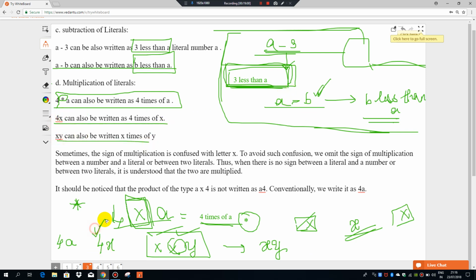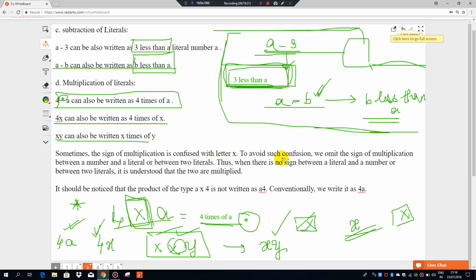4x can also be read as 4 times x. 4a can also be read as 4 times a. xy can also be read as x times y. Now, in this case, sometimes the sign of multiplication is confused with the letter x.